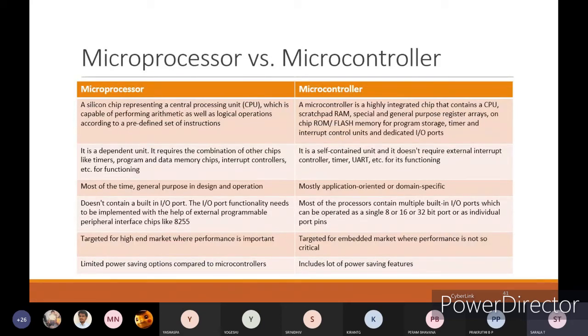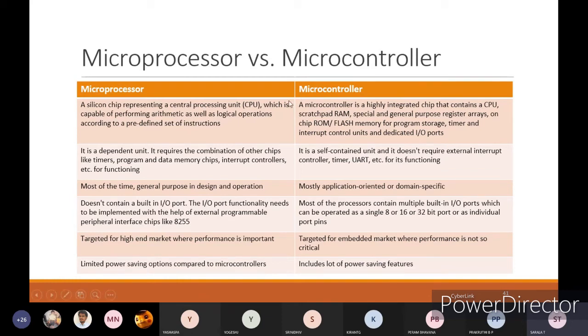If I am going with a microcontroller, a microcontroller is a highly integrated chip that contains a CPU, scratchpad RAM, special and general purpose register array, on-chip ROM, flash memory for program storage, timer and interrupt controller units, and dedicated I/O ports.